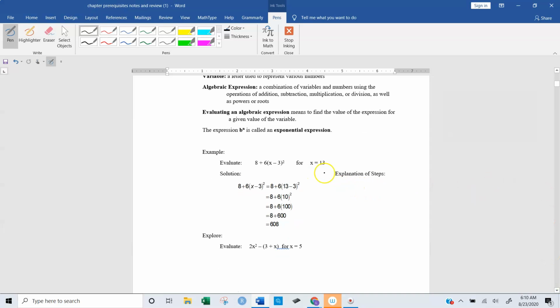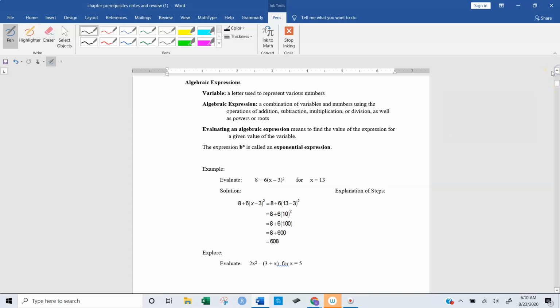Okay, your first part is an algebraic expression. So when you're looking at these, a variable is used to represent something, nothing too exciting. An algebraic expression just does not have an equal sign. When you evaluate, it's asking you to plug in a number for the variable and solve. Okay, an exponential expression means there's going to be an exponent right here is what we're looking at.